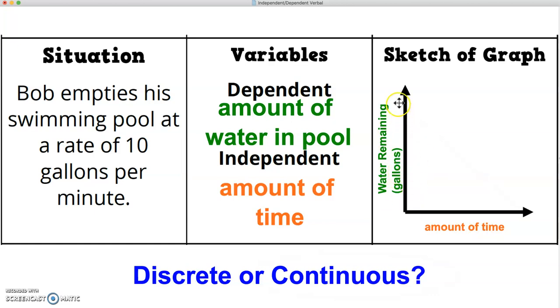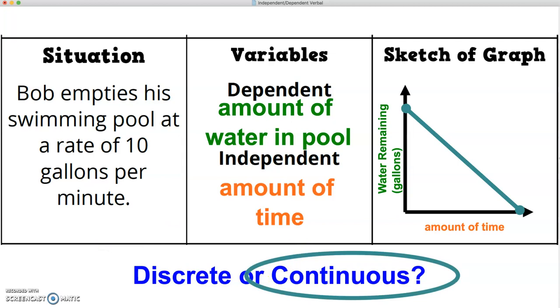Now the sketch of this graph, the water remaining in the pool at time equals 0. How much water is remaining? Well, we're emptying the pool. So at the start of the time, we're going to have a full pool. So as time goes on, the amount of water remaining in the pool is actually decreasing. And so this is the sketch of what that graph should look like. Well, there's not going to be an amount of time at which we stop. It's a continuous rate of 10 gallons per minute, which means that this is a continuous situation and not discrete.